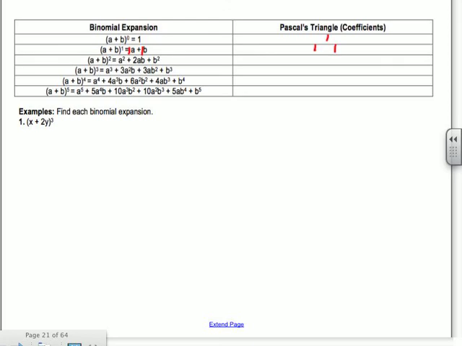(a plus b) squared, we said, was a squared plus 2ab plus b squared. So it's 1a squared plus 2ab plus 1b squared. So it's 1, 2, 1. The next one's 1, 3, 3, 1. So we're talking about the numbers out front. It's 1, 4, 6, 4, 1. And then the last one's 1, 5, 10, 10, 5, 1. Okay, so we're using Pascal's triangle to get those coefficients.